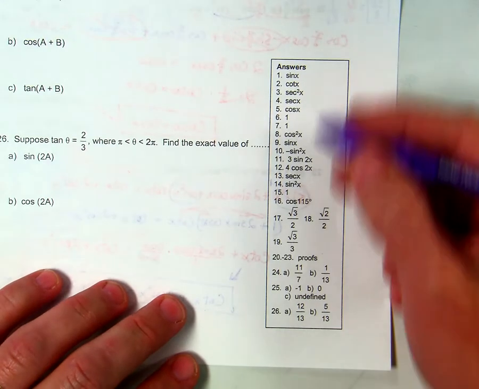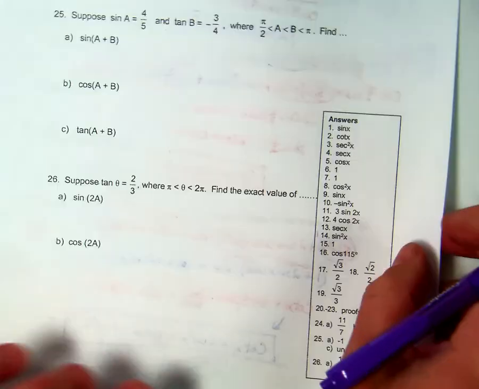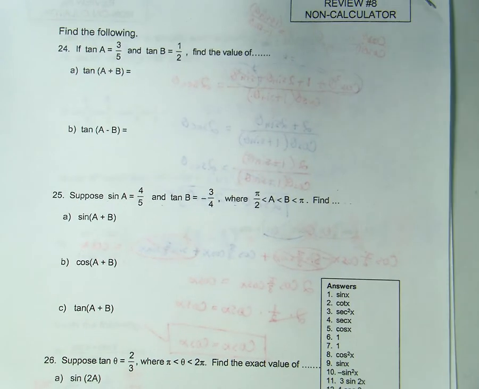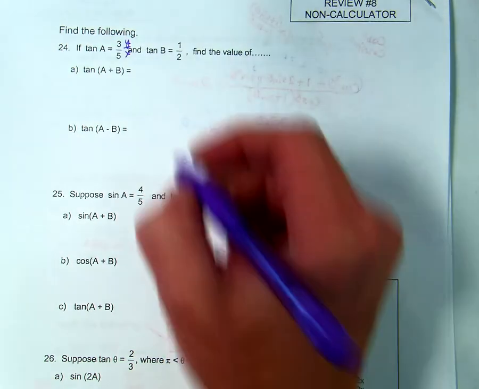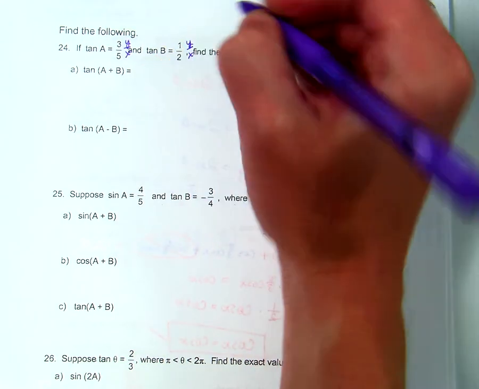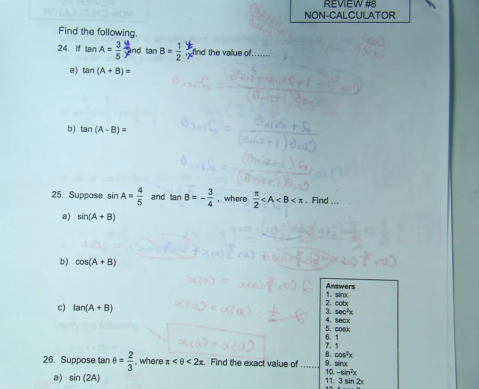Okay, let's go to the back. And don't forget the answers are on the back if you need to verify some of these and check my work. Make sure that I did them correctly. Number 24, if tangent of A is equal to 3/5, we know that tangent is y over x. And tangent of B, again, y over x is 1/2. Then can we find the values of tangent A plus B?